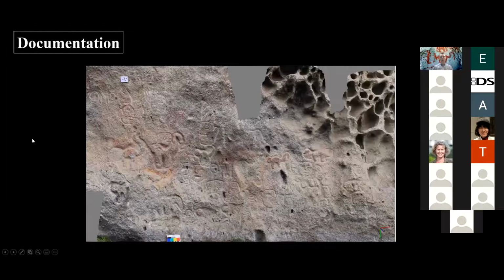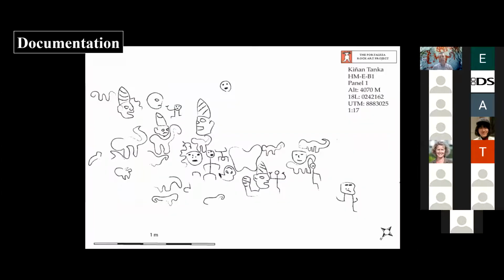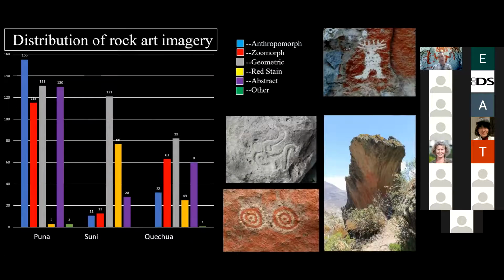So at a more granular level, I also made these photogrammetric models of the panels themselves, and I used these as the base for making digital renderings of the icons and the symbols themselves. And so with that data, I then also wanted to take this imagery of the symbols and see how those corresponded across the ecozones as well. And we can see we have about 6 categories of image types here: anthropomorphs or human images, zoomorphs or animal images, geometrics, red stains, which don't have any figurative art like the one we see in the lower right-hand corner here, abstract images, and other.